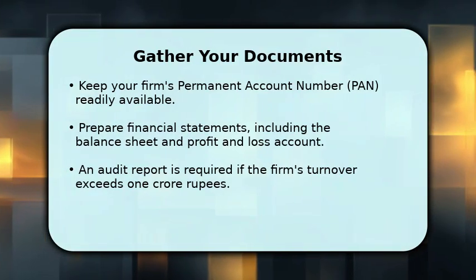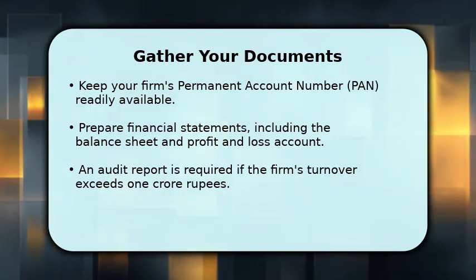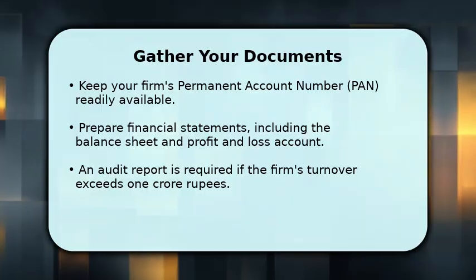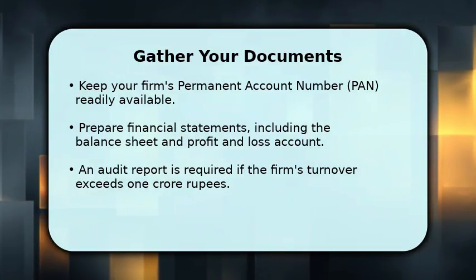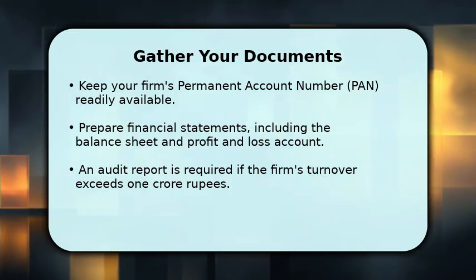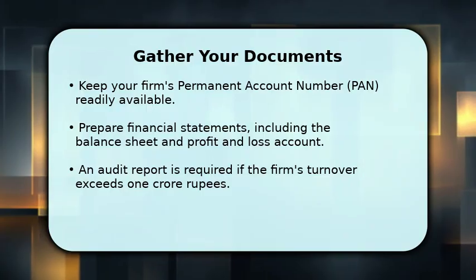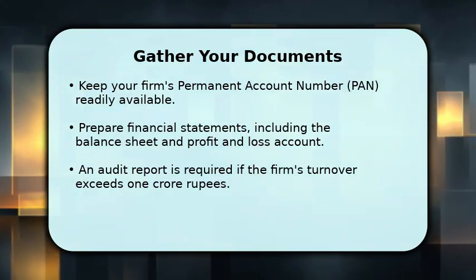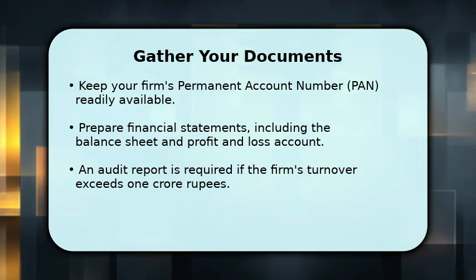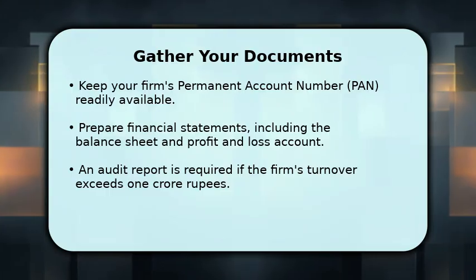Before you begin filing, it is crucial to gather all necessary documents. You will need your firm's permanent account number, along with comprehensive financial statements like the balance sheet and profit and loss account. If your firm's turnover exceeds 1 crore rupees, an audit report is mandatory. Also, ensure you have details of partners' capital accounts and any interest paid to them. Having these ready will streamline the entire filing process significantly.